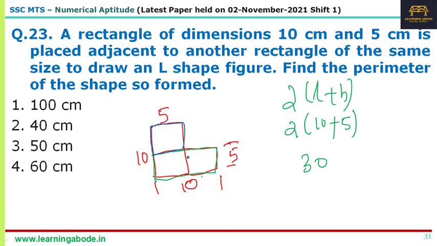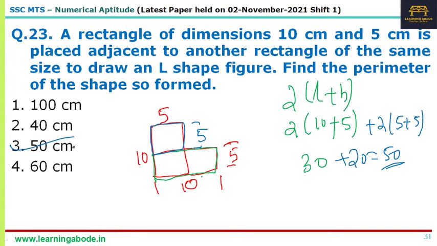Okay, so if the whole thing is 5, this is 5, so this is another 5. Okay, this is another 5. So we have 2 into 5 plus 5. Okay, length and breadth are same as far as that part is concerned. So 2 into 5 plus 5, 10, that's 20. Okay, so 30 plus 20, that's 50. Answer option 3, 50 is the answer for question number 23.